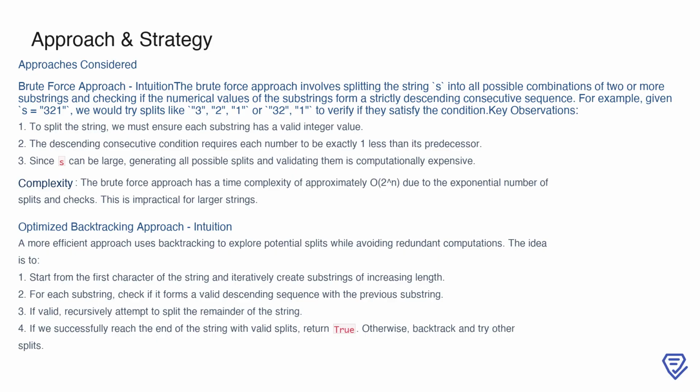However, there are some key observations to keep in mind. First, we must ensure every substring represents a valid integer value. Second, the descending condition requires that numbers decrease by exactly 1. Lastly, this approach becomes computationally expensive as the size of the string grows because we generate all possible splits and validate each one. The time complexity is approximately 2 to the power of n, which makes this method impractical for larger strings. While brute force helps us understand the problem, we need a more efficient solution.